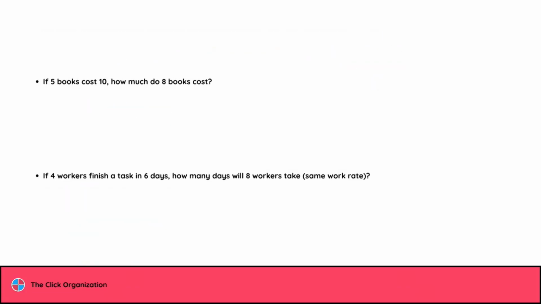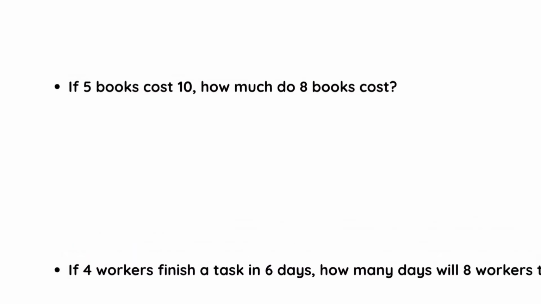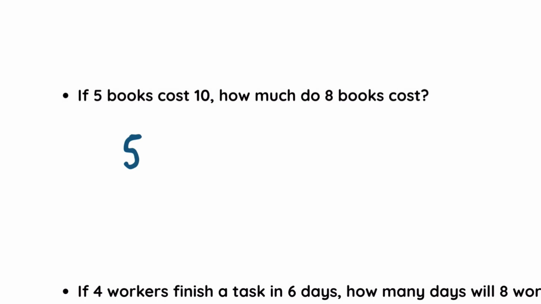Now let's go for types of proportion. If 5 books cost 10, how much do 8 books cost? So we have 5, 10, 8 books, and X is the cost. Firstly, let's find out whether they're direct or indirect to each other. The more the books, the more the cost, right? So they're direct, so we don't have to invert any of them. So let's simply find the unknown.